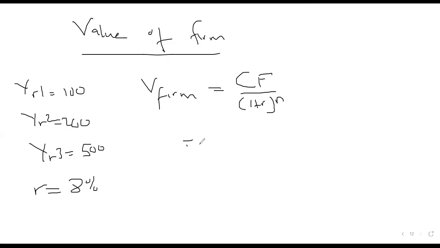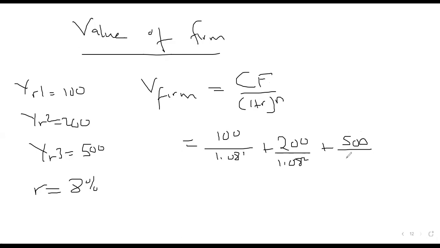So for year 1, we have 100. The rate is 8%, so 1.08 to the power 1. Year 2, we have 200 over 1.08 to the power 2. And year 3, we have what? 500 over 1.08 to the power 3. So the value that we have for 100 kwacha today would be less than if we're going to collect the amount later.